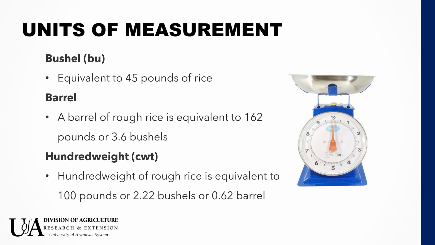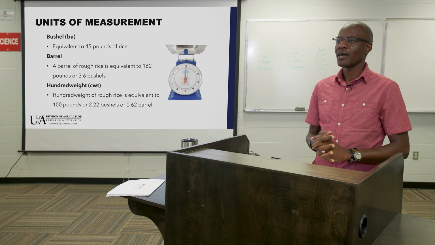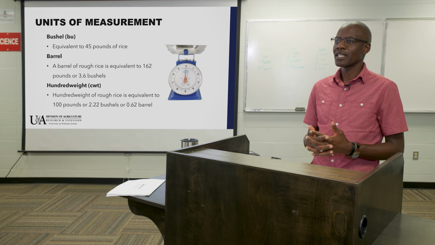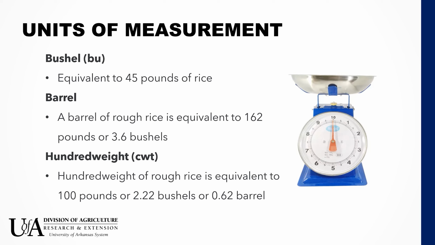The first one I want to talk about is the bushel. Basically, this is equivalent to 45 pounds of rice. And the barrel is rough rice that is equivalent to about 162 pounds or 3.6 bushels. The hundredweight is rice that is equivalent to 100 pounds or 2.2 bushels or 0.62 barrel.